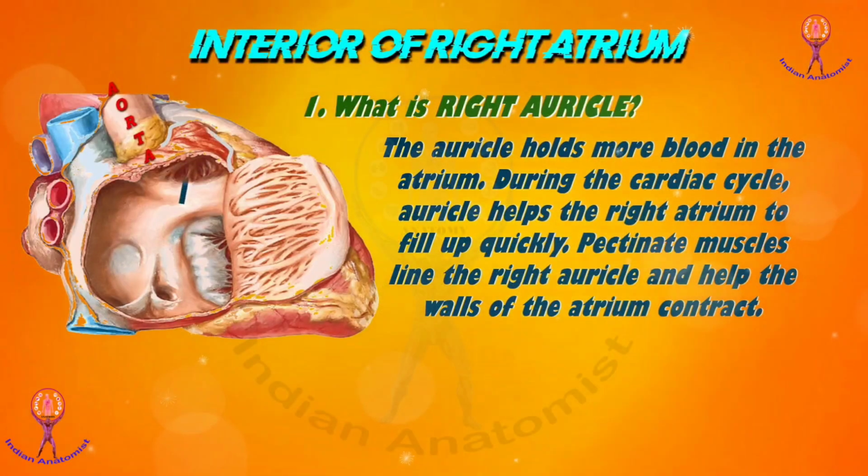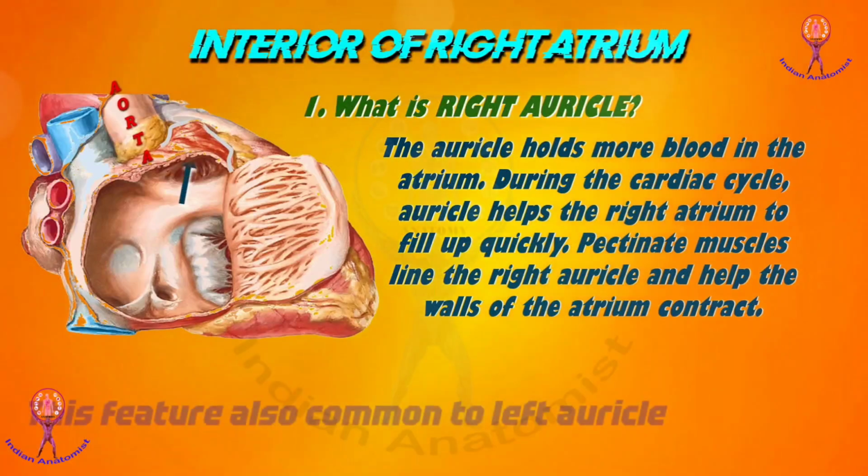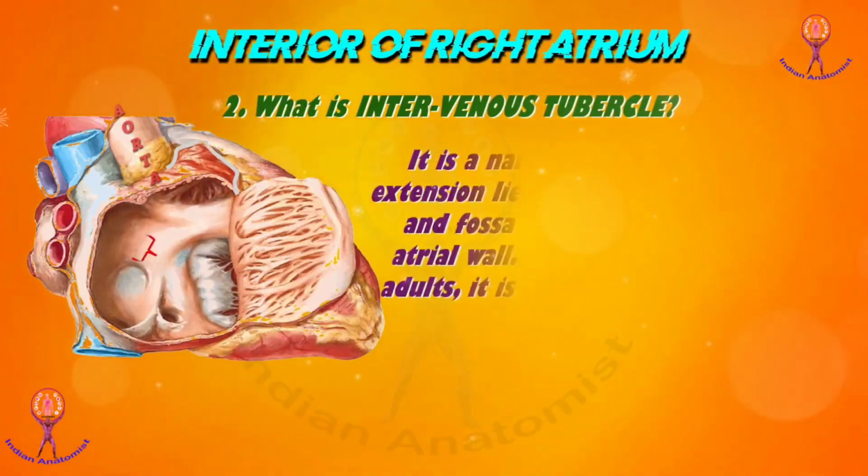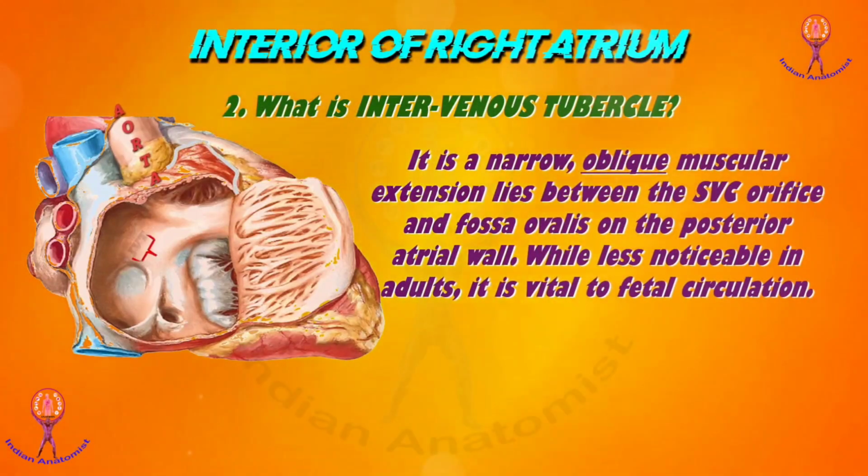Pectinate muscles line the right auricle and help the walls of the atrium to contract. The same features are also applicable to the left auricle of the left atrium too, but it is narrower and longer than the right auricle. What is the intervenous tubercle? It is a narrow, oblique muscular extension that lies between the SVC orifice and fossa ovalis on the posterior atrial wall.